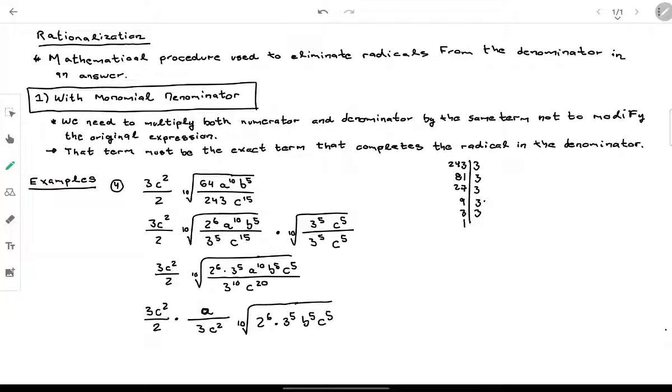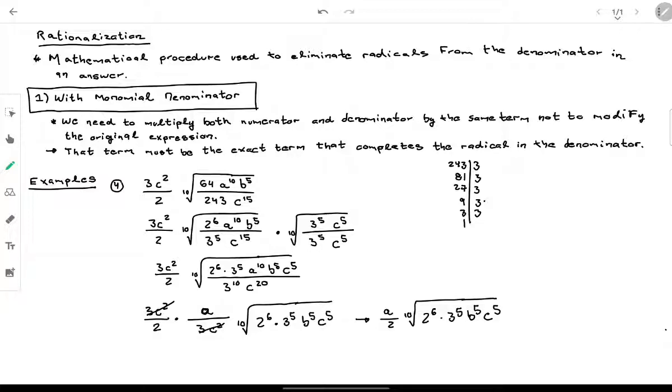So what will happen here in this case? 3c squared and 3c squared. So our answer is going to be a divided by 2 that multiplies the 10th root of 2 to the 6 that multiplies 3 to the 5, b to the 5, c to the 5.